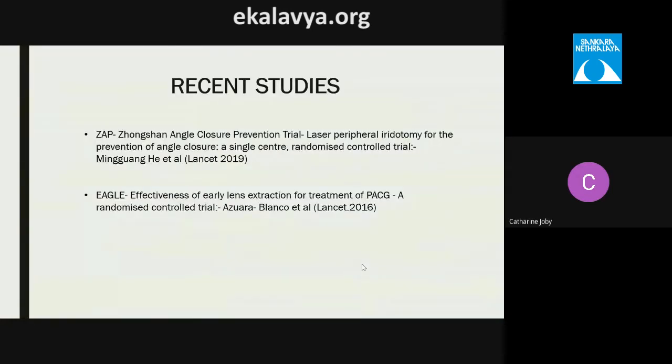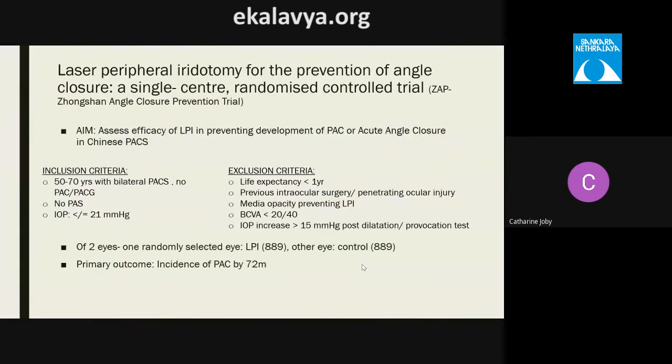Coming to the recent studies pertaining to the topic, I will be discussing the Zhongshan Angle Closure Prevention trial, or ZAP trial, and the EAGLE study. The ZAP trial is a single-centered randomized controlled trial conducted to assess the efficacy of laser peripheral iridotomy in preventing development of primary angle closure or acute angle closure in Chinese primary angle closure suspects.